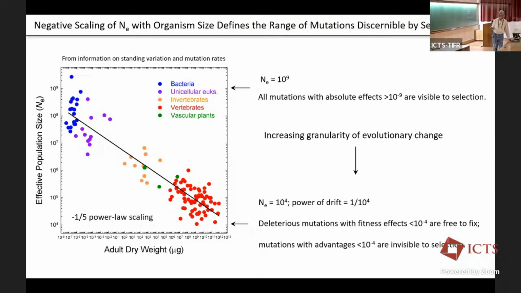Yeah. Okay, so that's where we are. That's where the numbers are. There's about a 5 order of magnitude range of variation among organisms' effective sizes. There's a gradient, this minus 1/5 power law scaling. It would be nice to know why that is minus 1/5, you know, from first principles. I can't give an answer to that.